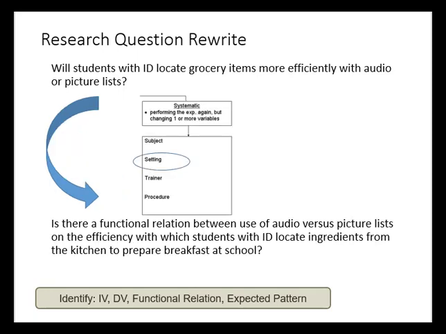If you were going to implement a systematic replication of the study with the question, will students with ID locate grocery items more efficiently with audio or picture lists? This means that you would change one or more variables. For example, maybe you'd change the setting. Instead of locating items in a grocery store, you could have students locate items in the context of preparing breakfast in the kitchen at school.